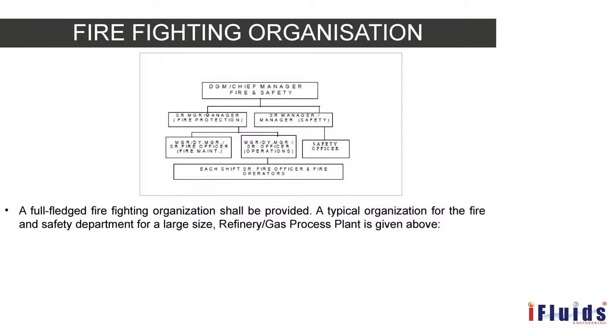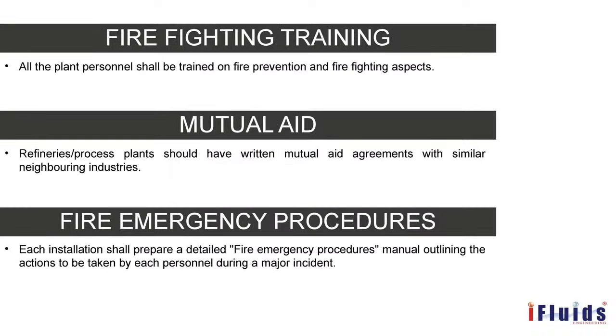Next we are moving on to chapter number 18, which is fire protection training. Whoever are the persons stated in this firefighting organization chart or otherwise a fire organization chart, they all should be provided with firefighting training. Not only those persons, all the plant personnel should be provided with firefighting training, in order to work effectively and proactively on fire prevention and firefighting aspects.